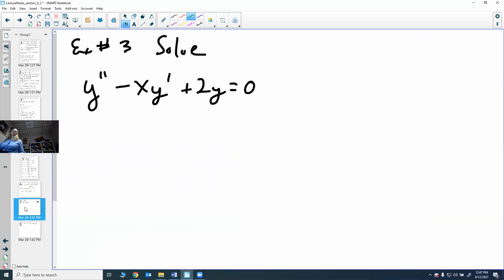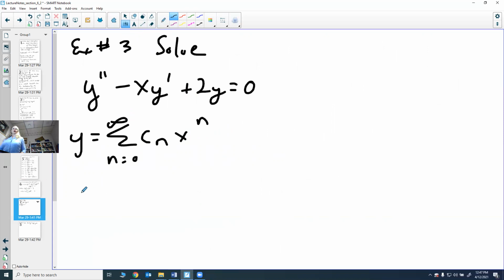Let's try one more. Let's solve y double prime minus x times y prime plus 2y equals 0. So again, and you can do these, by the way, with higher order ones. They don't always have to be just second order. Same kind of process works here. We're going to go ahead and say that y in general is going to equal the summation n equals 0 to infinity of Cn x to the n.